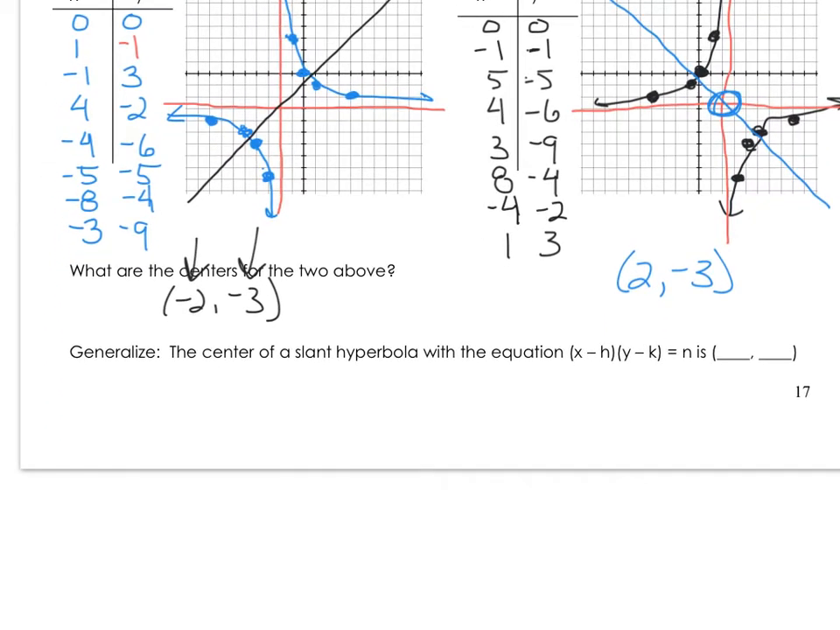So to generalize, the center of a slant hyperbola with the equation x minus h times y minus k equals n is still going to follow that same pattern that we've been talking about. So hopefully you can get some extra credit on the test and be able to graph one of these, talk about where the asymptotes are, and talk about the center.